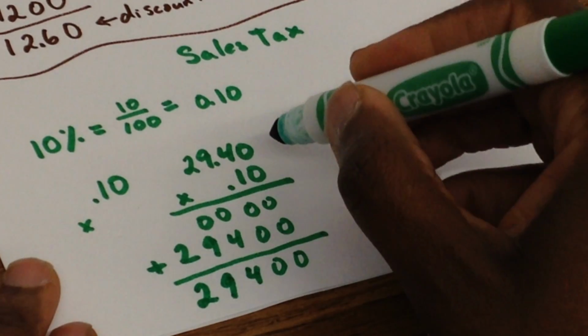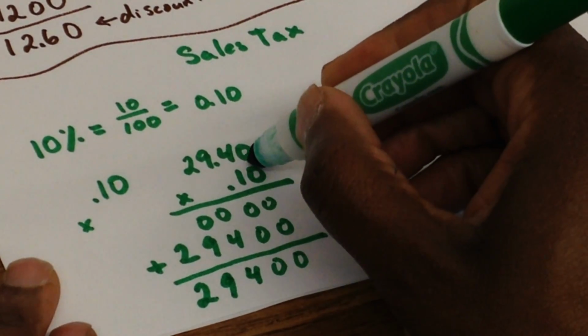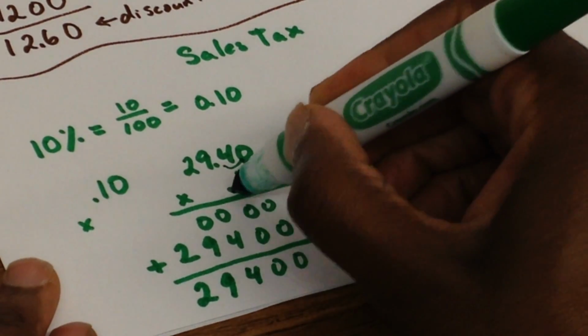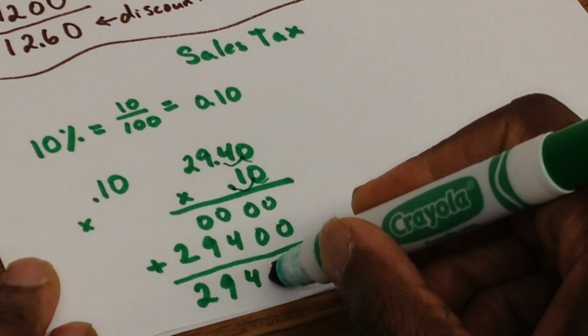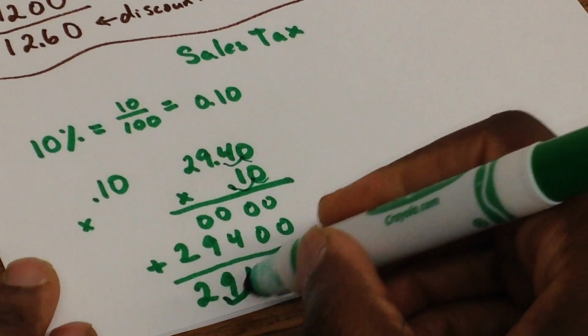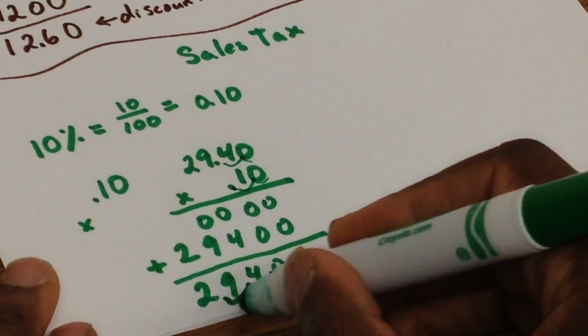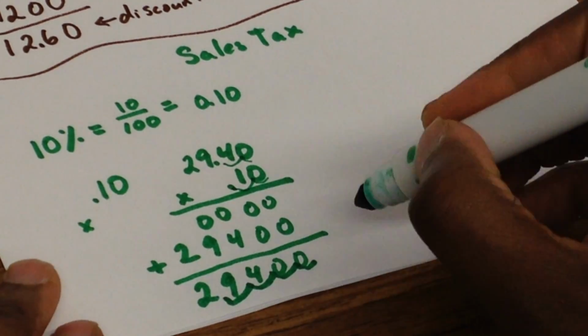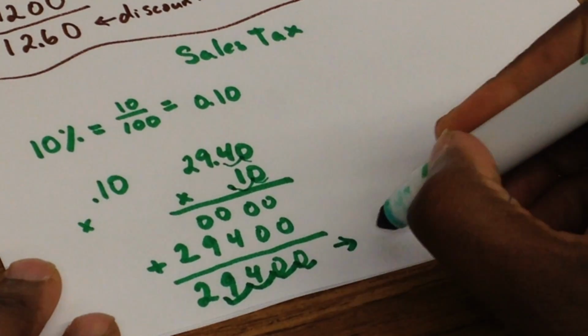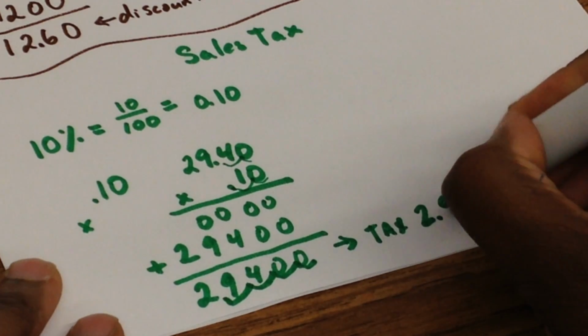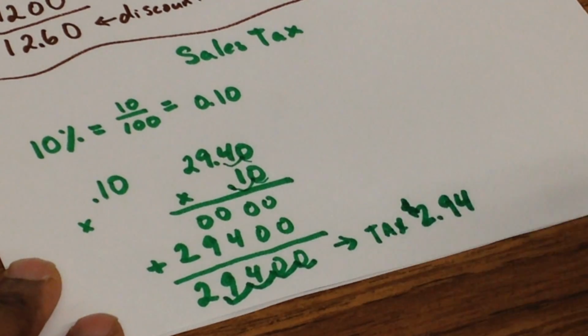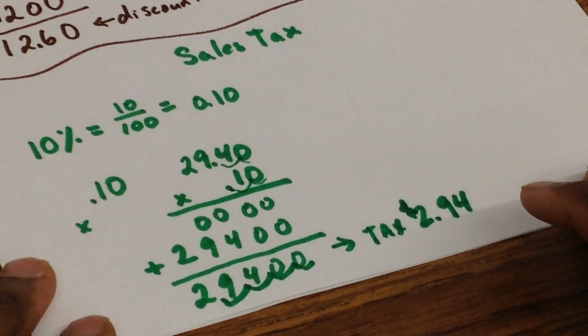Now in this case, I'm going to move the decimal. I'm moving, it's going to be 1 space, 2 spaces, 3 spaces, 4 spaces. So a total of 4 spaces in my answer. 1, 2, 3, 4. So now I have the $2, and it's going to be 94 cents. So the tax comes out to $2.94.